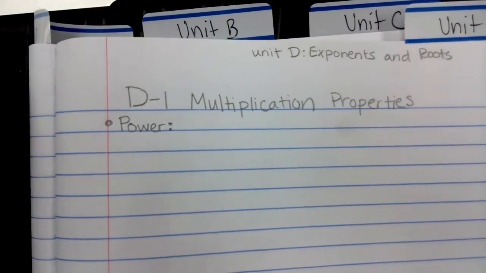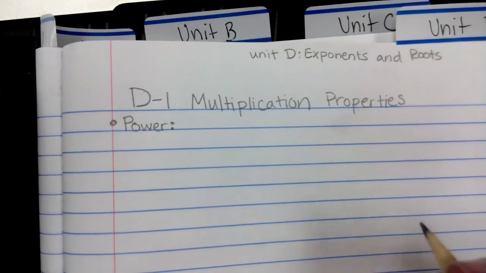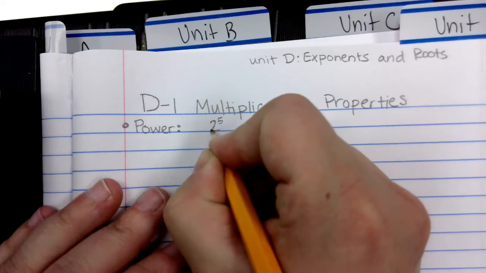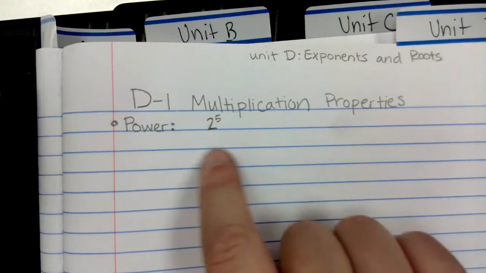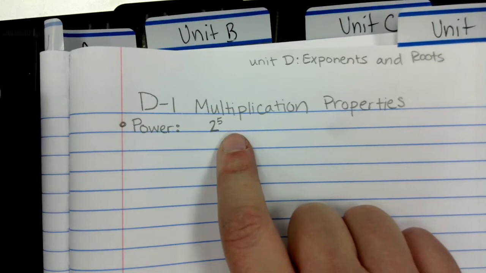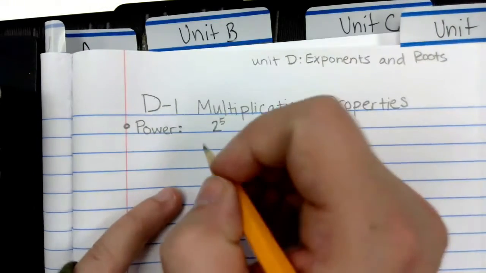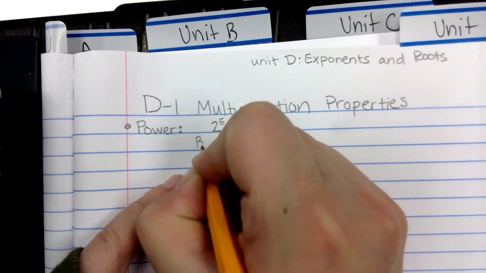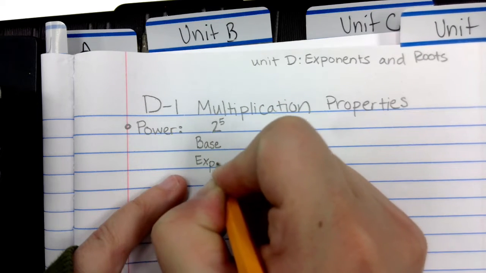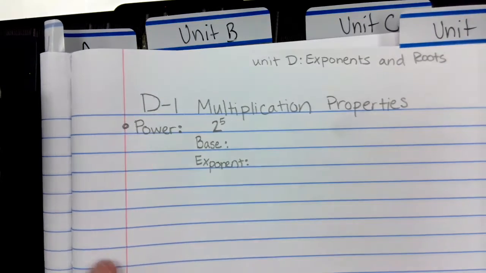Okay, so for a power is what we call that whole thing, 2 to the 5th power. So there's two ways we can say that. We can say 2 to the 5th power, or we could say 2 to the power of 5. And in this power, there's two parts that are really important. We need to know what is the base and what is the exponent. This is just review at this point, just to make sure we all have the same vocabulary.